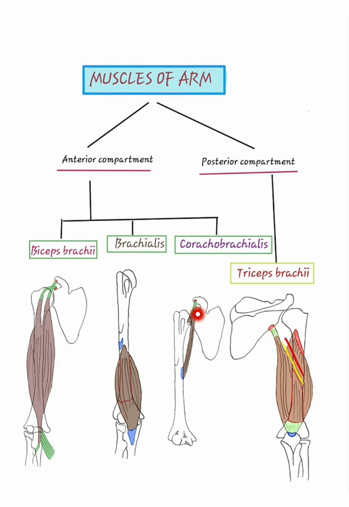If you observe these diagrams, in the upper part there is coracobrachialis, in the lower part there is brachialis, and the biceps brachii is present throughout the arm. Biceps brachii and coracobrachialis arise from the scapula; brachialis arises from the humerus. Coracobrachialis inserts on the humerus, biceps brachii inserts on the radius, and brachialis inserts on the ulna.